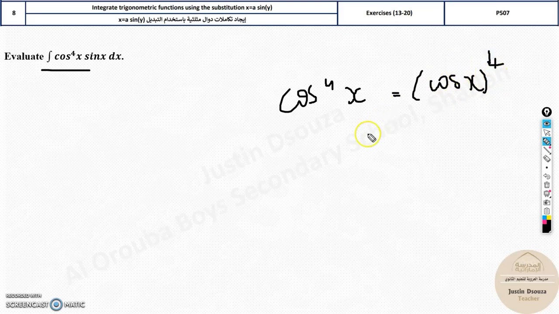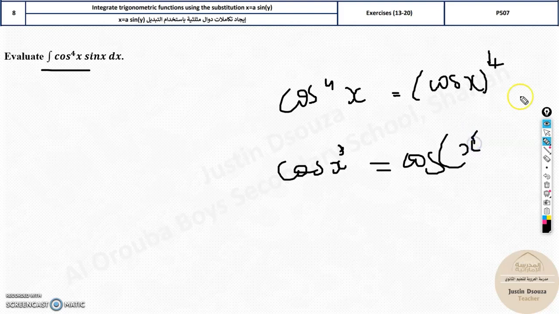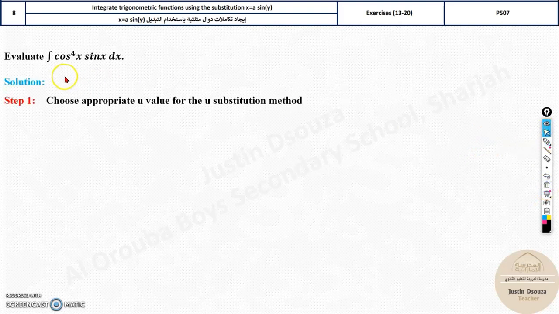Okay. Now, when do you square x? That is only when it is cos x to the power 3, for example. Then it is x cubed. Okay, it is cos x cubed. Sorry for my writing. So I hope this is clear. Whenever it is cos to the power 4 x, you will have the whole thing to the power 4, whereas when it is cos x to the power 3, it is only to the x. Now we will see this problem.